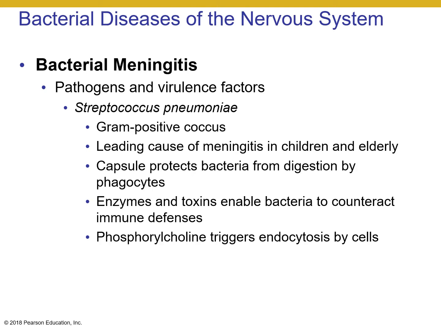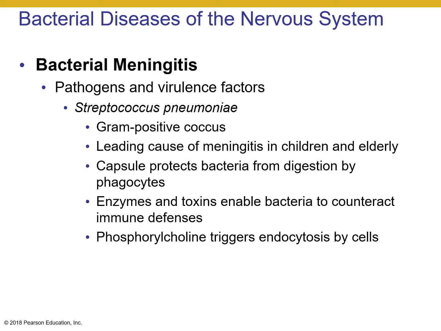Streptococcus pneumoniae is a gram-positive coccus. Notice it's the leading cause of meningitis in the very young and the very old. What does this tell you? You're right. It's able to proliferate in people who are immunocompromised. In children, we're thinking their immune systems just aren't quite developed yet, and in the elderly, their immune systems are dying off.